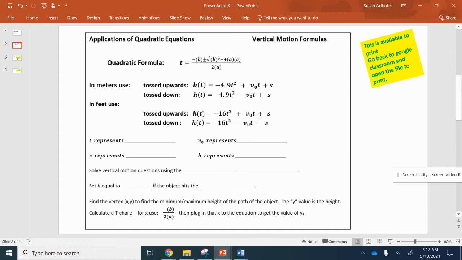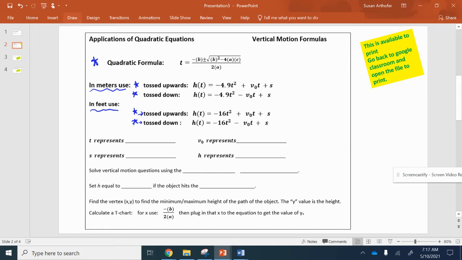And so this is just a worksheet for the applications of quadratic equations for vertical motion. And it just has everything you would possibly need. So we have the quadratic formula. And then we have formulas to use if your example problem is in meters or in feet. Whether we toss something up into the air or toss it downwards, then we have different formulas for that as well. And you can see the differences right here. So if you toss something upwards, it has a positive in front of the velocity. If you toss something downwards, it has a negative.